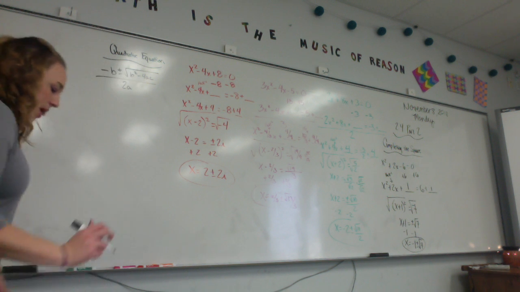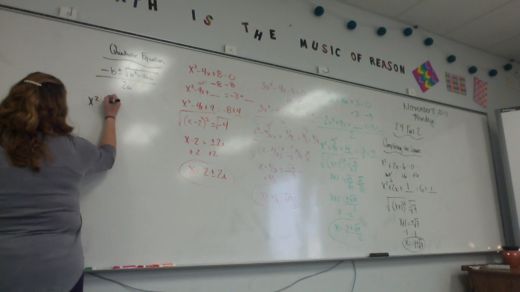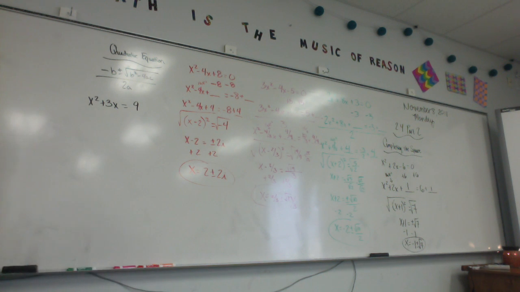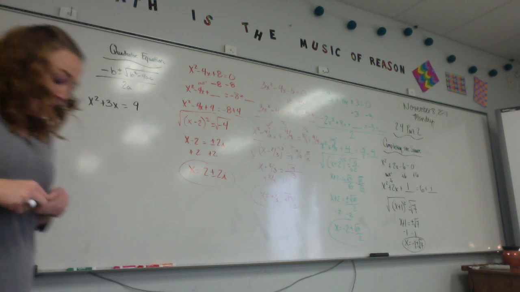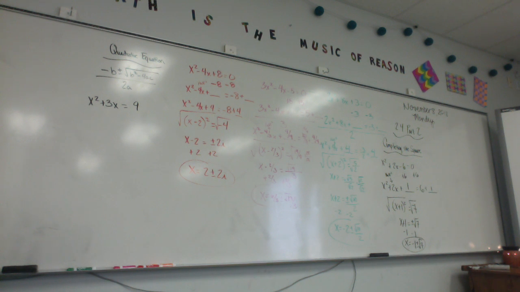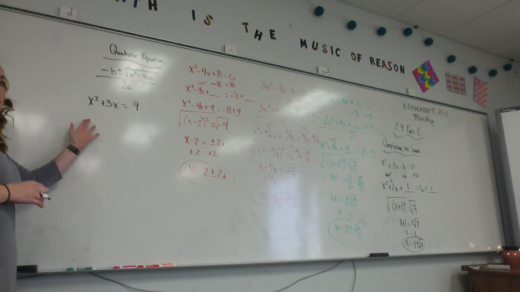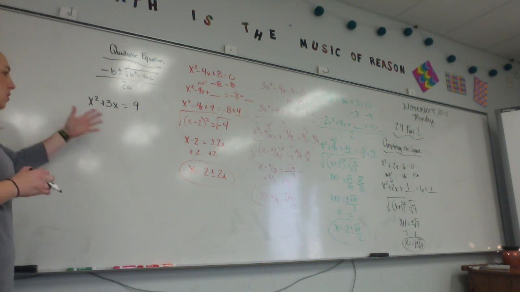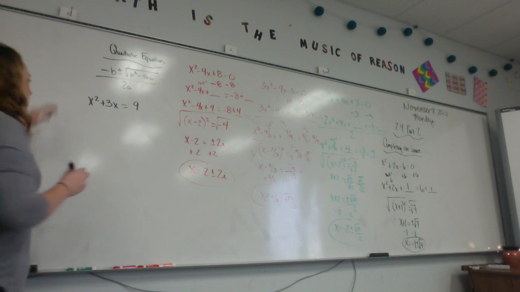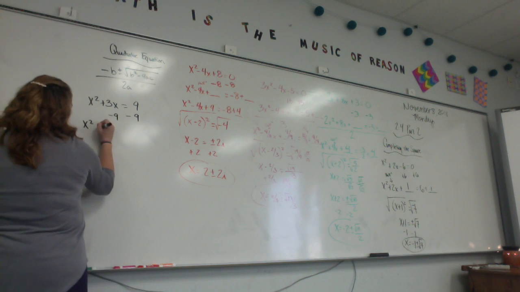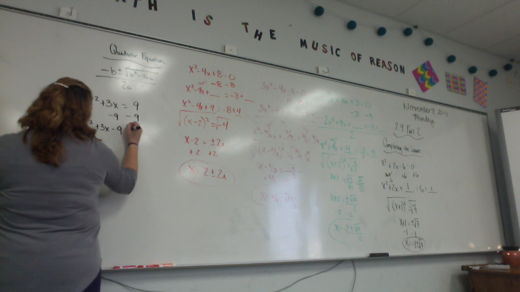You're going to use the quadratic formula on the ones that say solve this using quadratic formula. If they give you x squared plus 3x equals 9, and they say solve it using quadratic formula, what do you need to do first? Is this in standard form? No, so what do you need to do? Subtract 9, so that it's set equal to 0. So I get x squared plus 3x minus 9 equals 0.